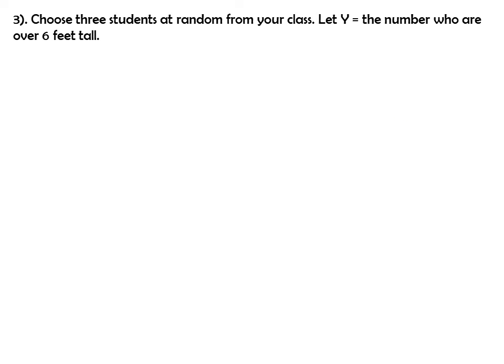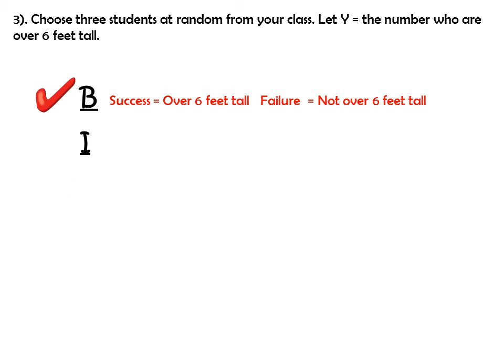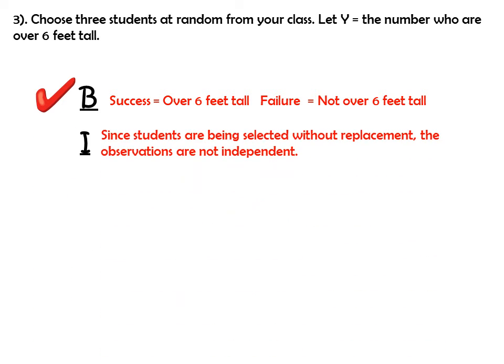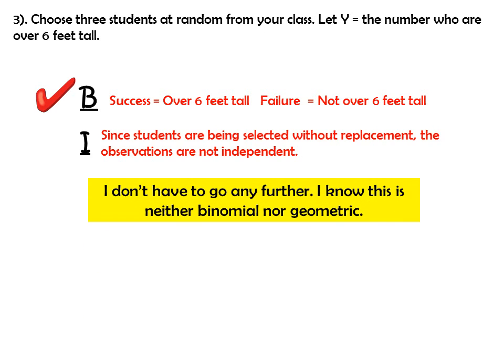Number 3: choose 3 students at random from your class. Let Y equal the number who are over 6 feet tall. Can we classify the outcomes in two ways? Yes, success is over 6 feet tall and failure is not over 6 feet tall. Are these independent? Since students are being selected without being replaced, the observations are not independent. So just like before, we don't have to go any further. We know that this is not binomial or geometric.